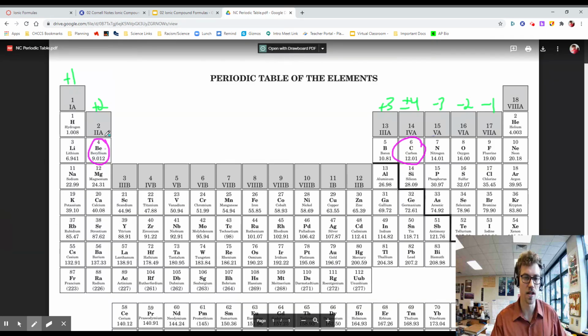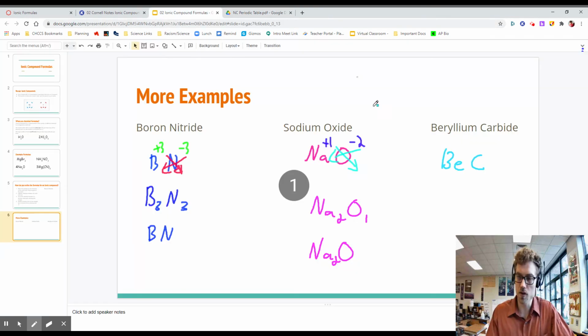Be has an oxidation number of +2. Carbon has an oxidation number of plus or minus 4. In this case, we'll go with minus because this is an ionic compound, so it's going to be opposite of the other one. Because remember, in ionic compounds, you have a metal and a non-metal that are being attracted. So this is Be +2, carbon -4.